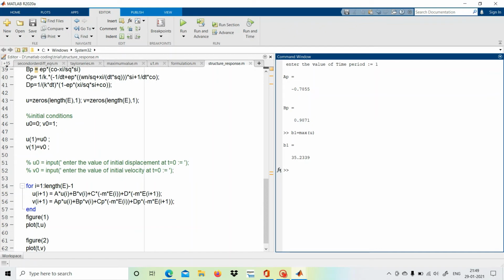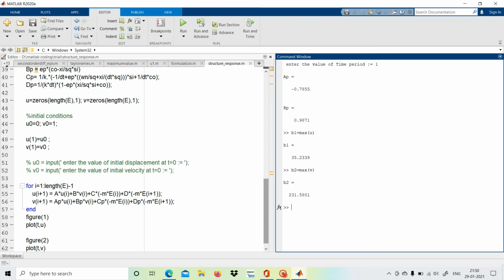Similarly, we can say b2 equals maximum of v. Let's see, the maximum velocity would be in this unit, 231.58 in magnitude. So if we are checking for the maximum velocity, then it would be this value. We are mainly interested in the maximum values. So for this structure with a time period of 1 second, we got these as the maximum values.